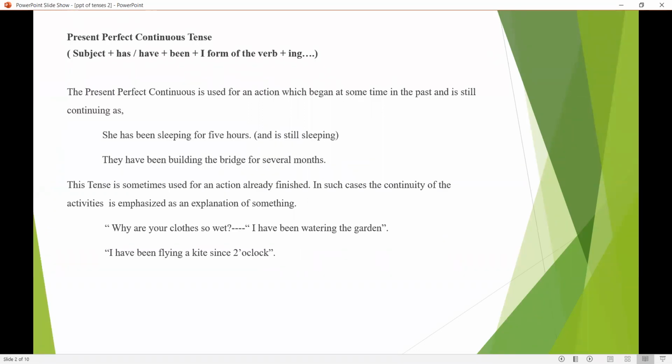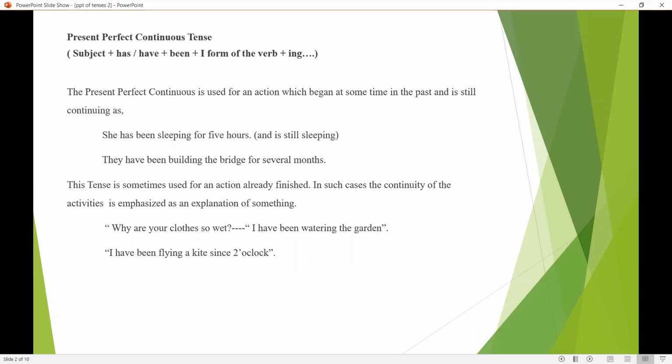We shall take up present perfect continuous tense. The structure of the present perfect continuous tense sentence comprises subject plus has or have plus been plus first form of the verb continued with ing. Now this is the structure of the sentence. The present perfect continuous is used for an action which began at some time in the past and is still continuing.